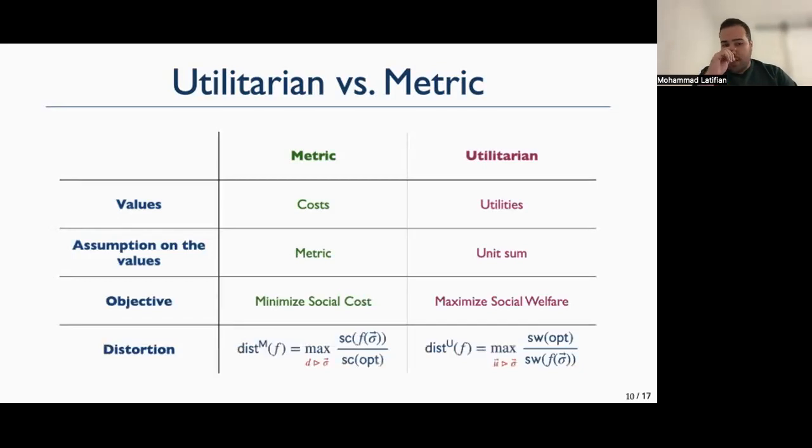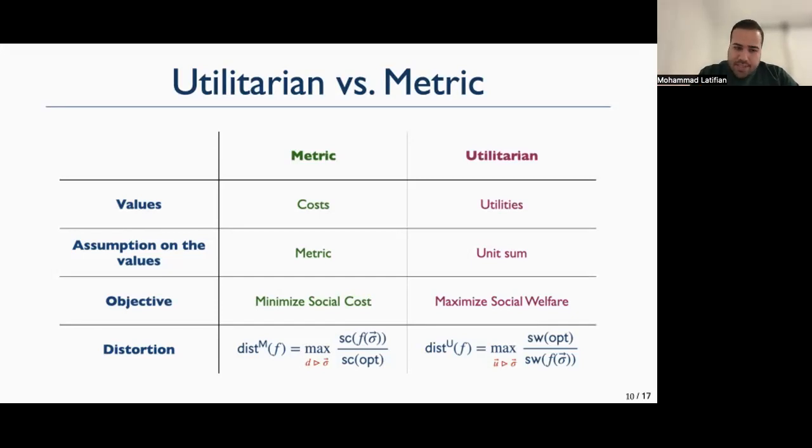And we define the distortion in the metric setting as the worst case ratio between the social cost of the output over the social cost of the optimal, while in the utilitarian setting, we define it as the worst case ratio between the social welfare of the optimum to the social welfare of the output.